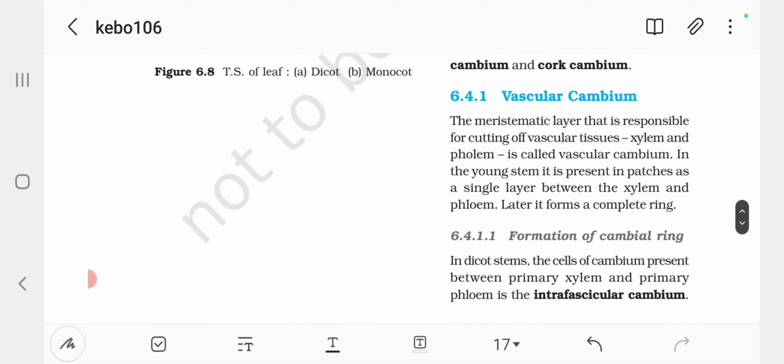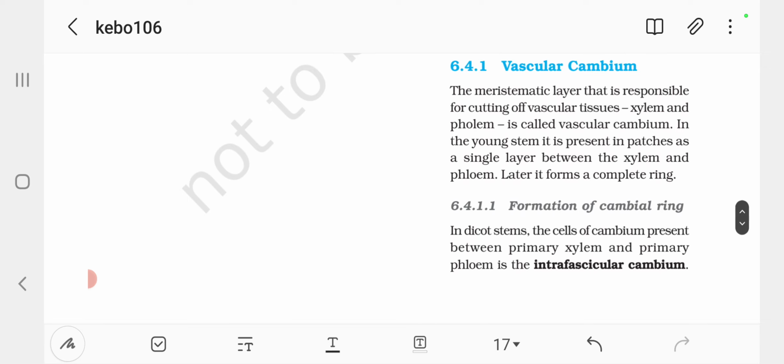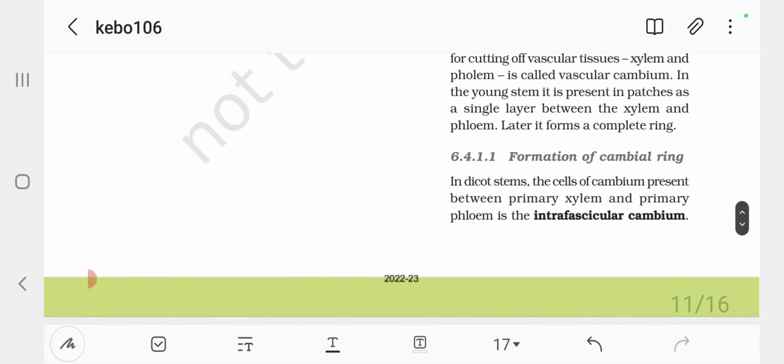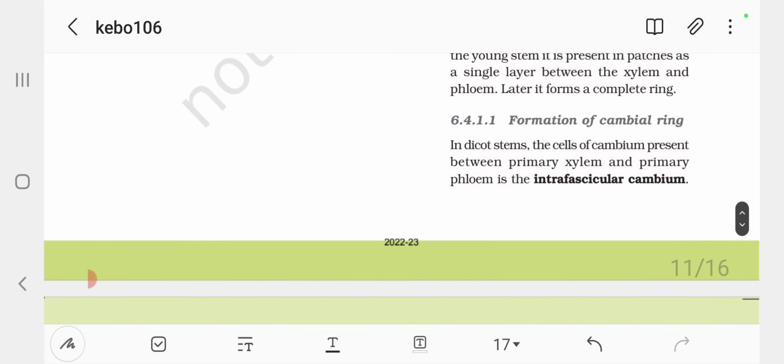6.4.1 Vascular cambium. The meristematic layer that is responsible for cutting off vascular tissues, xylem and phloem, is called vascular cambium. In the young stem, it is present in patches as a single layer between xylem and phloem. Later, it forms a complete ring.